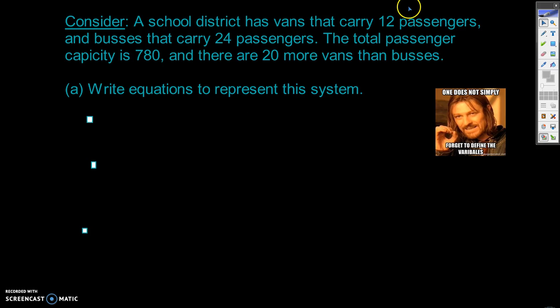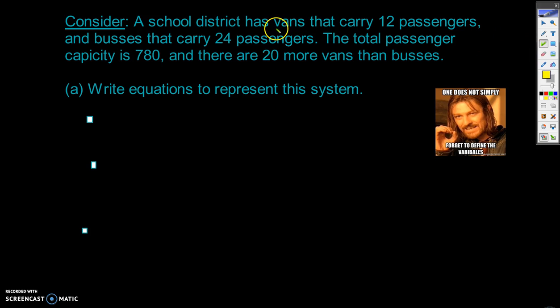So where do we see this? Well, let's take a look. Consider a school district has vans that carry 12 passengers and buses that carry 24 passengers. The total passenger capacity is 780, and there are 20 more vans than buses. Write equations to represent this system. Well, if you trust Ned Stark over here, he'll tell you that one does not simply forget to define the variables. In order for us to make sense mathematically of what's going on, we need to talk about and define what is being discussed here.